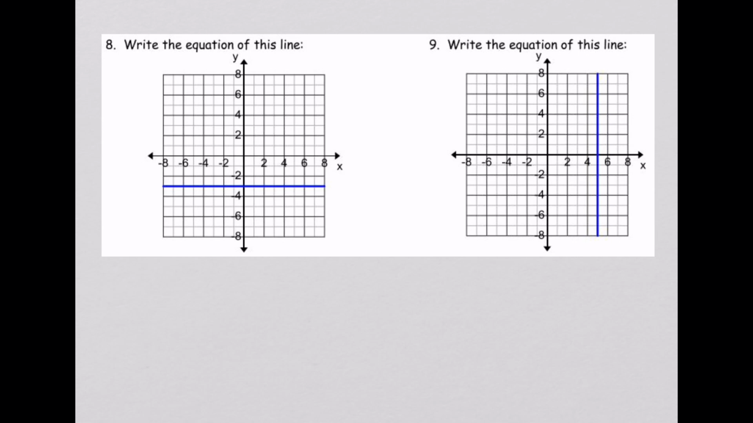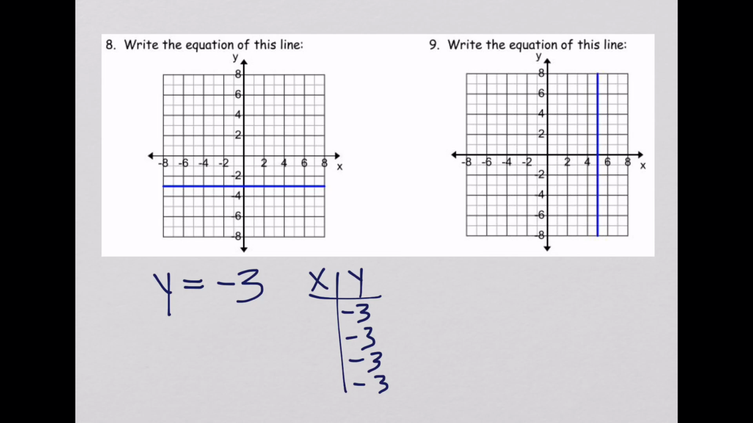Write the equation of this line. Well, it's a horizontal line, which tells me it's going to be y equals just a plain number. And what is that number? Well, it's going through negative 3. This is what y equals no matter what. You can make a table if you want. No matter what you choose for x, y is always going to equal negative 3. That's what it looks like. So here's your equation, y equals negative 3.